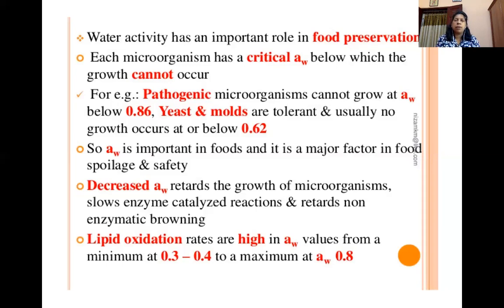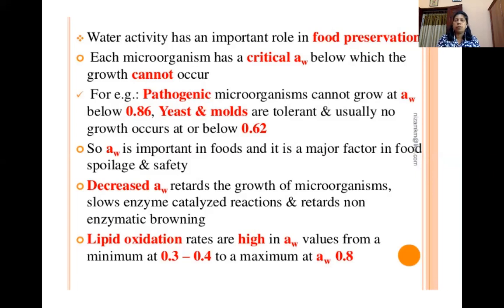So water activity is important in food, and it is a major factor in food spoilage and safety, because when we consider safety, there are two major things: chemical safety, as well as microbial safety. Both we have to consider, because chemical safety means that when the product is there, chemical reactions are going on and producing different types of final products or end products. Those end products can be toxic. Therefore, you can't consume it.